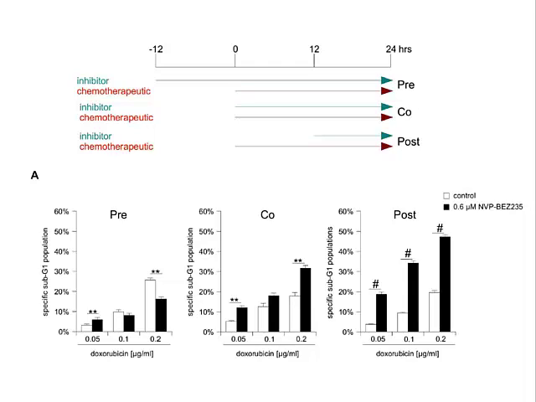Now importantly, chemotherapy, which is the red arrow, was always given to the cells for the same amount of time. So the inducer of apoptosis was always present for the same amount of time. The sensitizer for apoptosis was either given 12 hours before we induce apoptosis, at the same time we induce apoptosis, or 12 hours after we induce apoptosis.